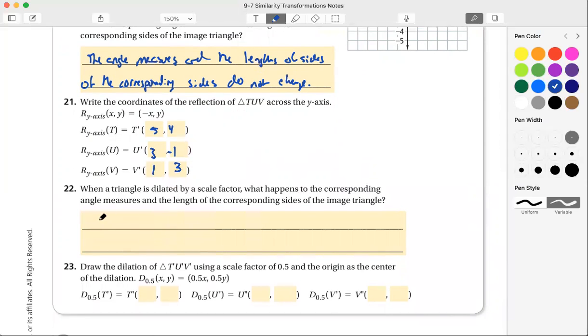So the angle measures of the corresponding sides are equal. The lengths of the corresponding sides are proportional.